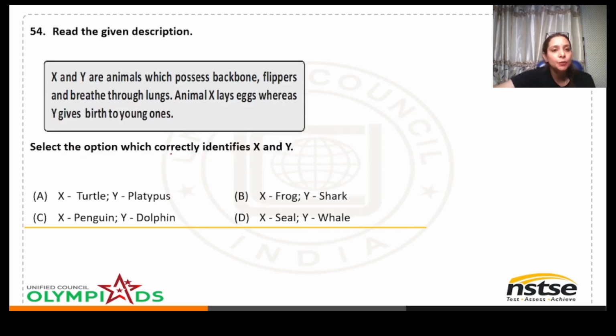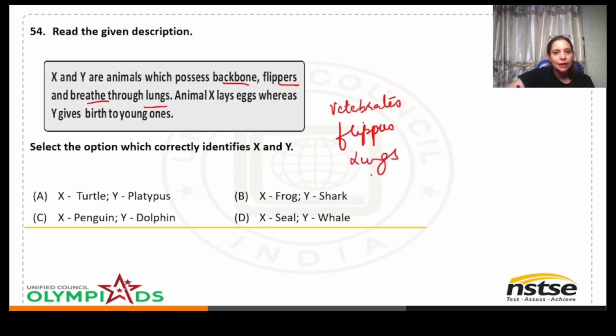Next question. Read the given description. X and Y are animals which possess backbone, flippers and breathe through lungs. We have got 2 animals, X and Y, both of them possess backbone. All those organisms which have backbones are called vertebrates. They have flippers also. Flippers are used for swimming. They breathe through lungs. Their respiratory organ is lungs.